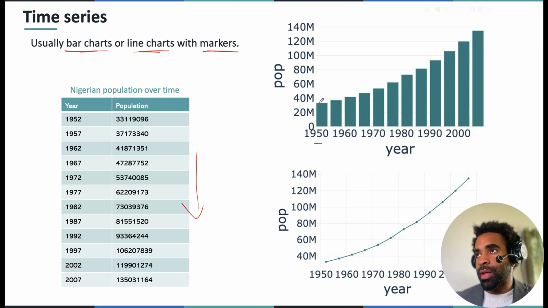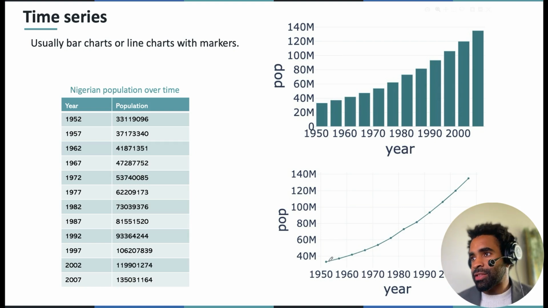So here's how you would plot the data with a bar chart. And line charts are also quite popular for time series. The reason we like to use line charts for time series is that it shows a kind of continuity between the populations. So from the bar chart, one may get the impression that the population jumped from 33 million to 37 million, and then another jump to 41 million, and so on. But the line chart helps to communicate that it's really a continuous increase.